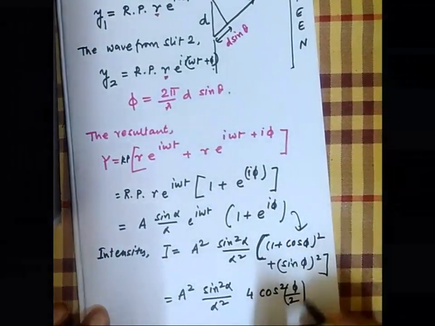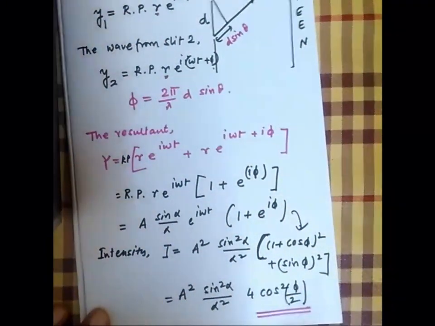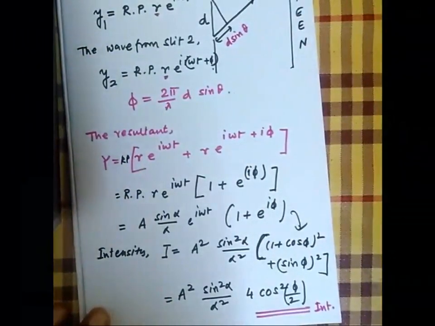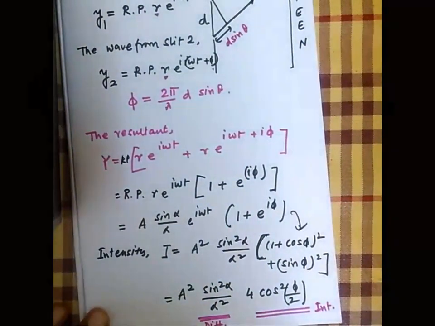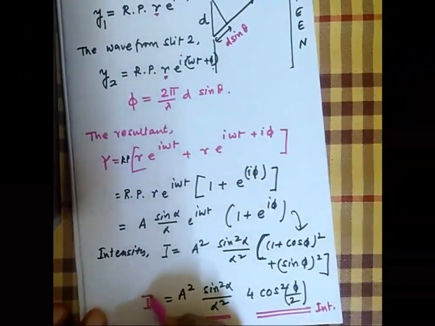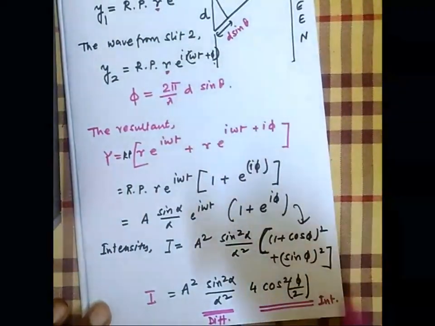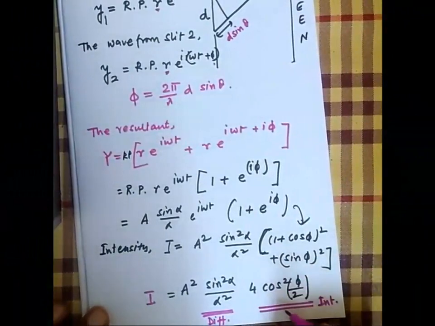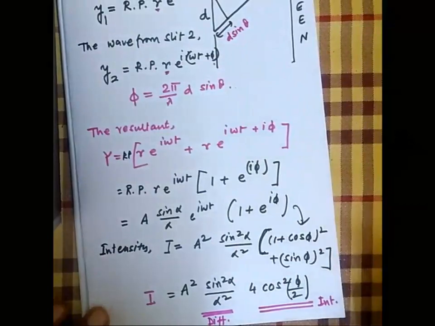This 4 cos square phi by 2 matches exactly what we have from our interference calculation of Young's double slit experiment, and this was the contribution for diffraction of single slit that we have taken into account, right? So this is the total intensity that we have in case of double slit diffraction. Now you will say that we already know this expression, right? We can calculate the same expression considering the Young's double slit experiment calculation that we have done before.